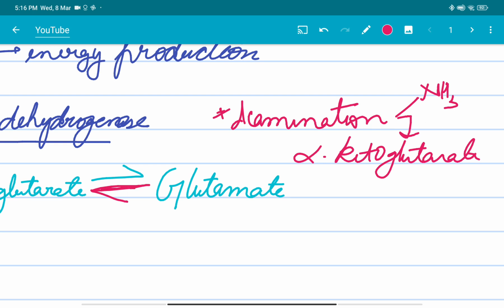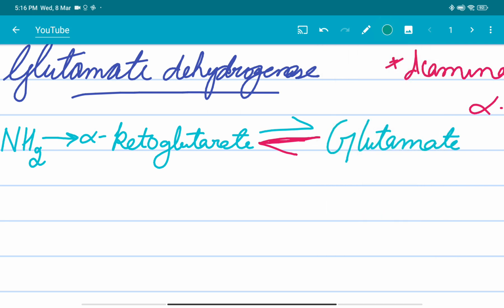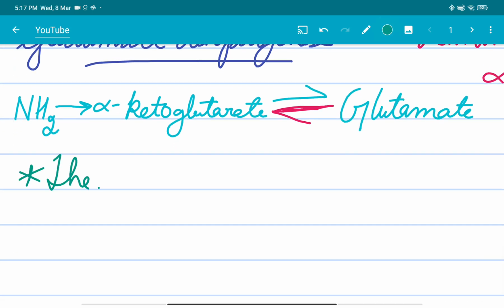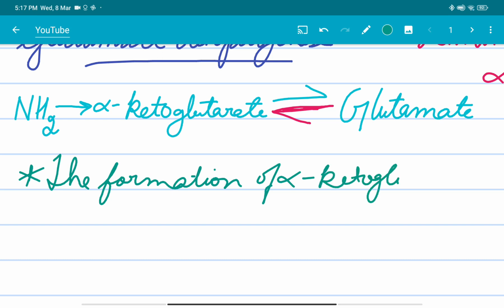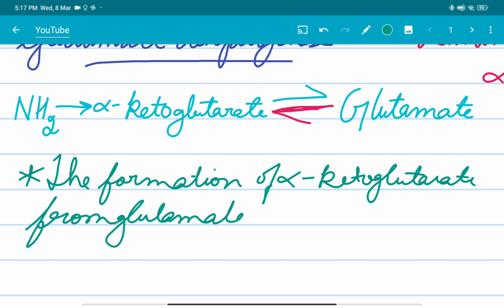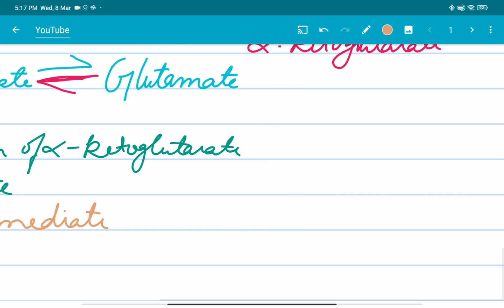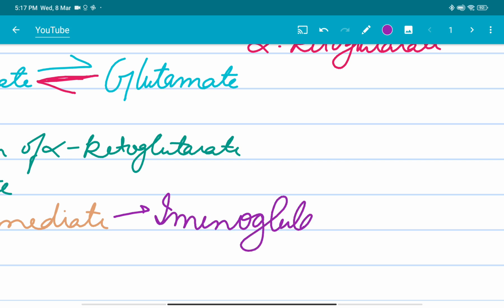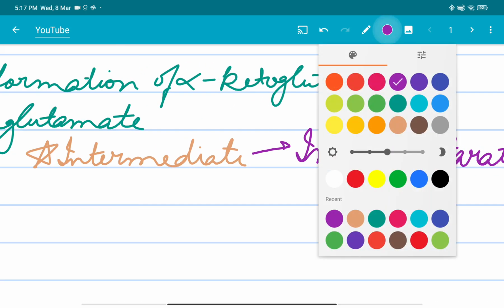Now, the formation of alpha ketoglutarate from glutamate involves the formation of an intermediate. What is this intermediate called? This intermediate is aminoglutarate. This process is catalyzed by the enzyme glutamate dehydrogenase.